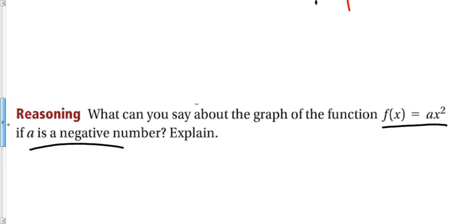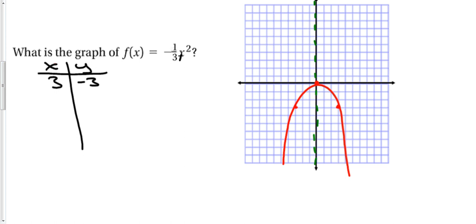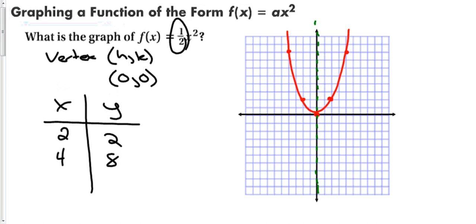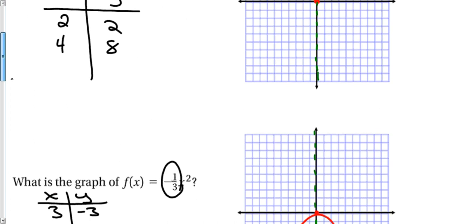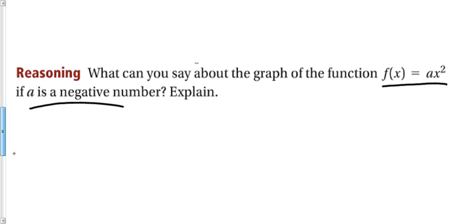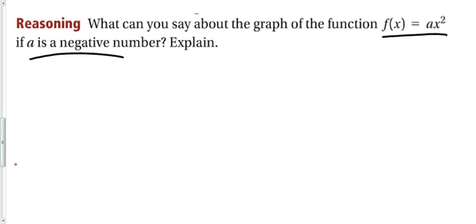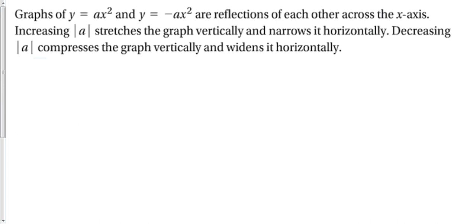So as we look here was a for my second function, and here was a for my first function. I can realize that if a is a negative number, the graph is going to open down, okay? Which is something that we've seen in the past, especially with absolute value functions. Okay, and that's what this says here. The graphs of y equals ax squared and y equals -ax squared are reflections across the x-axis.